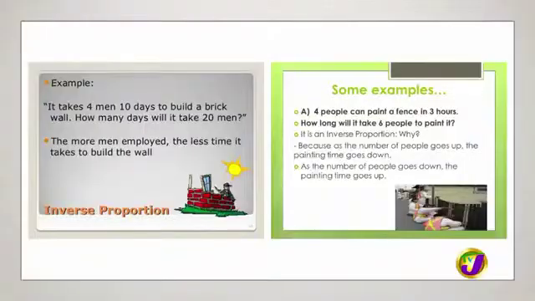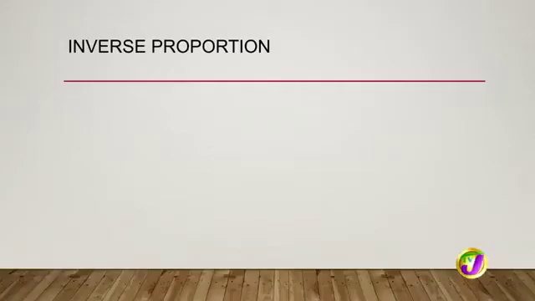Another one. So you have 4 people who can paint a fence in 3 hours. However, what if I got 2 more persons to help, so now I have 6 persons painting the wall. It must take less time. So this is another example of inverse proportion, because as the number of people increases, the time it takes to paint the wall will decrease. All right?